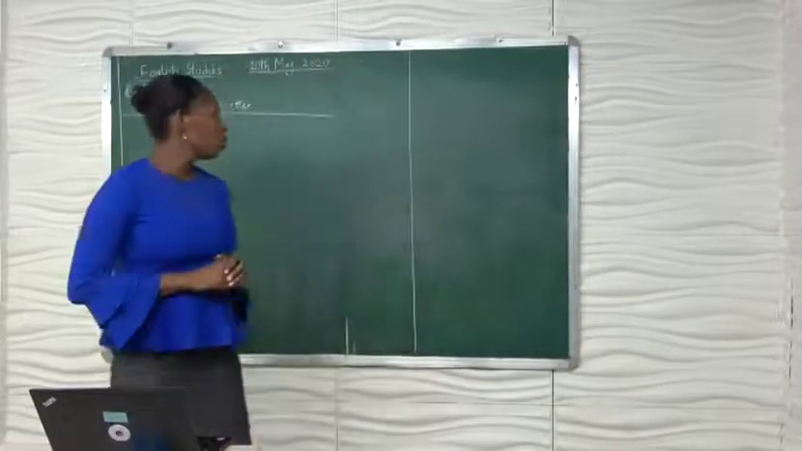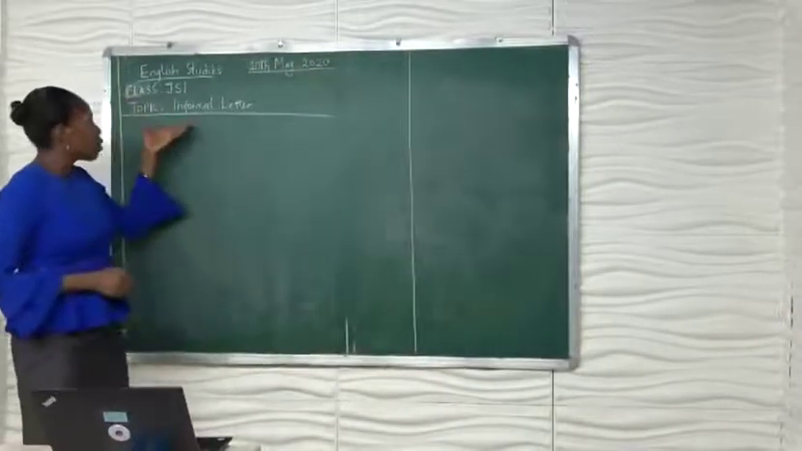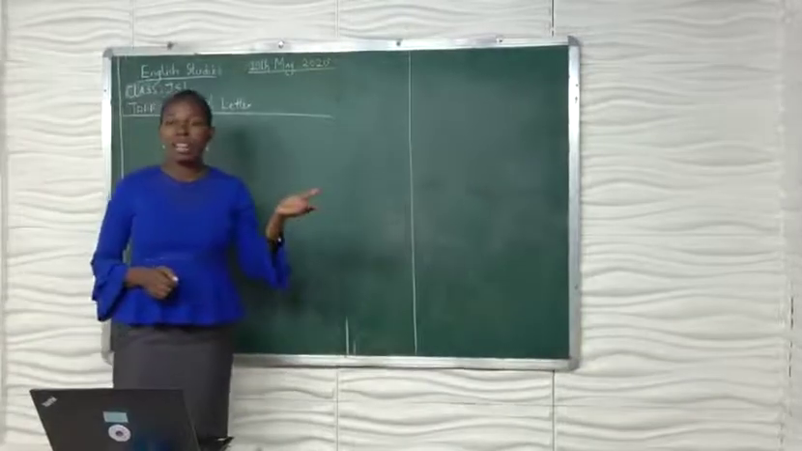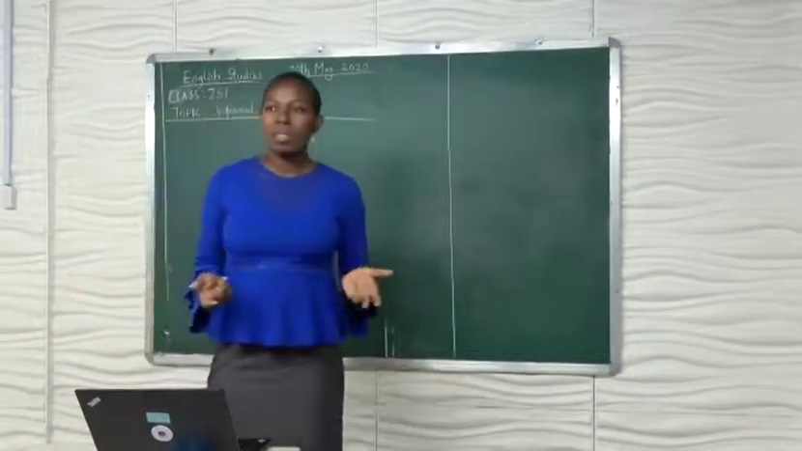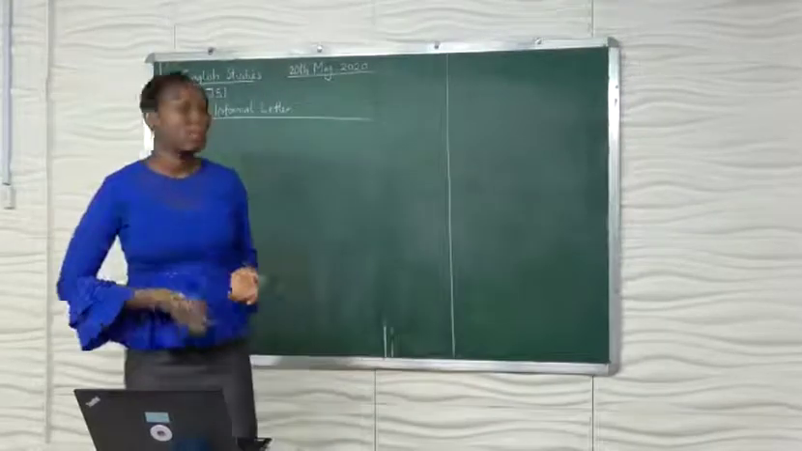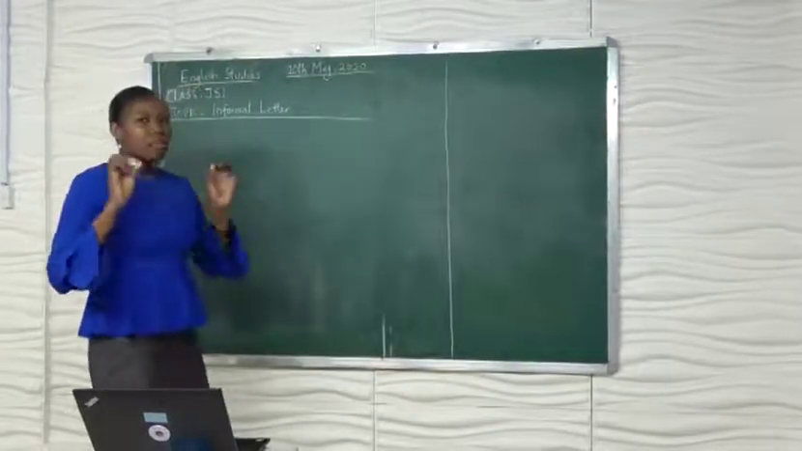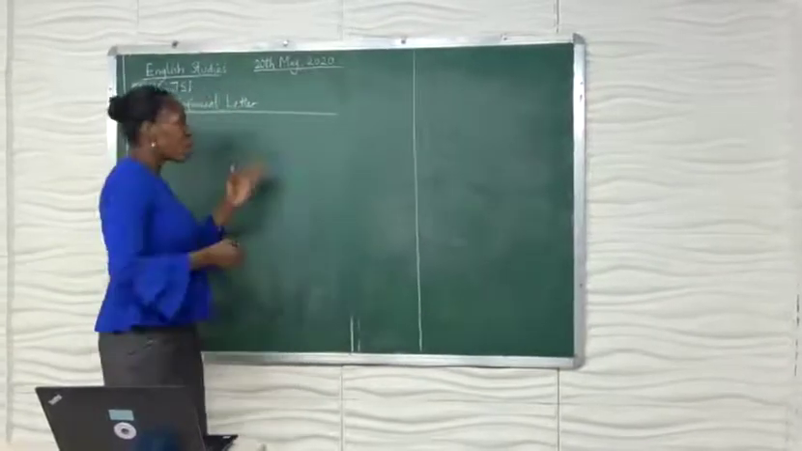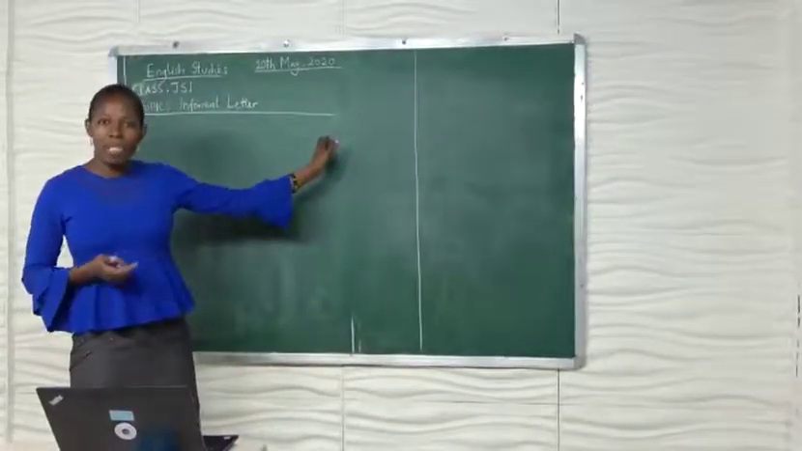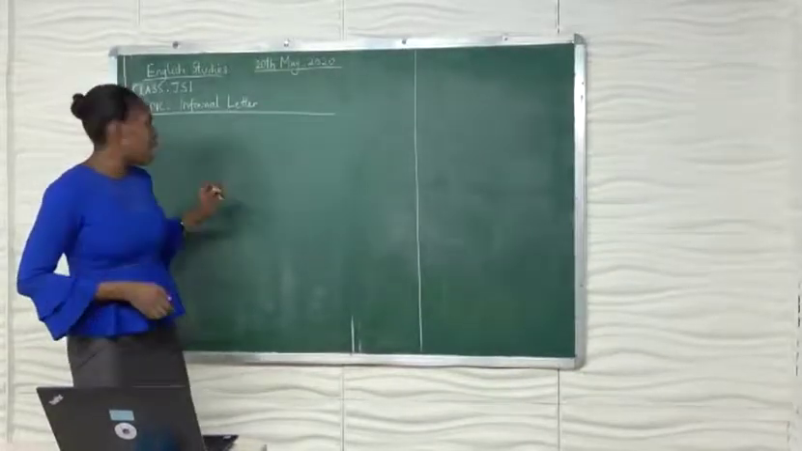For example, the first thing you're required to write in an informal letter is the address. Whose address are we talking about? The address of the writer. Now your address must be written, I said must. It must be written at the top right hand corner of your writing material. Let's look at our address now.